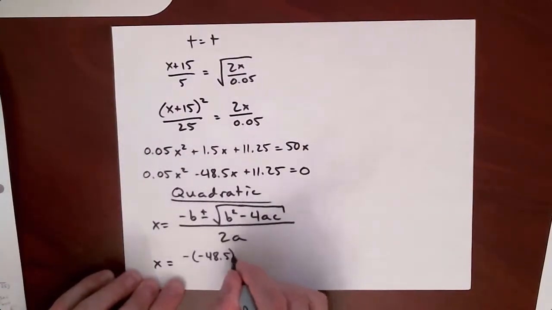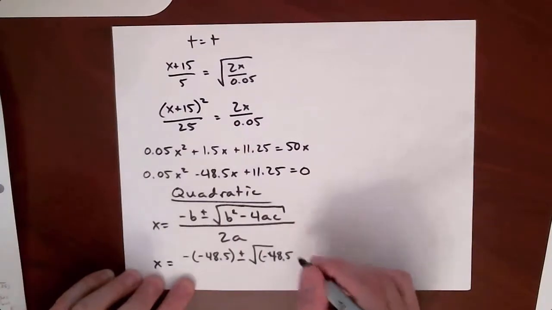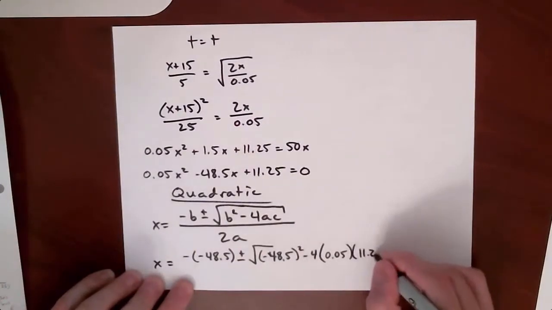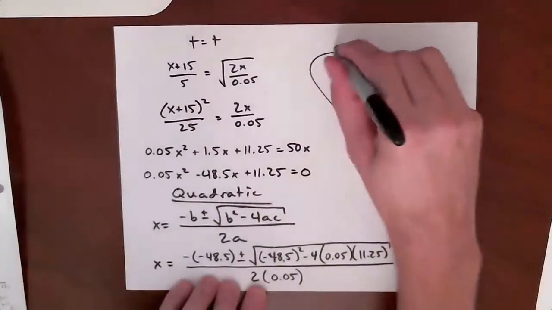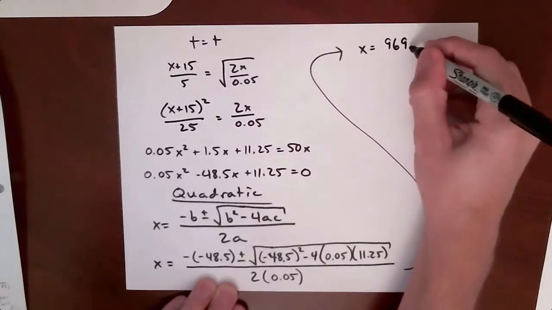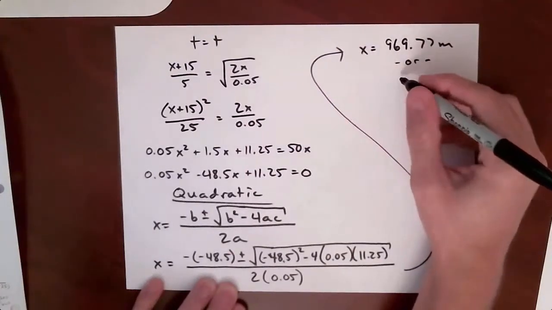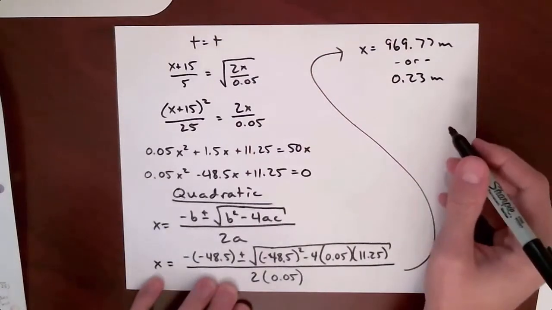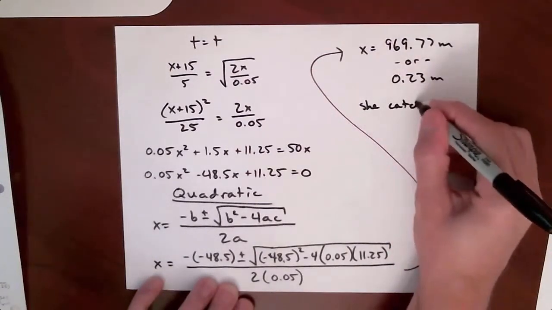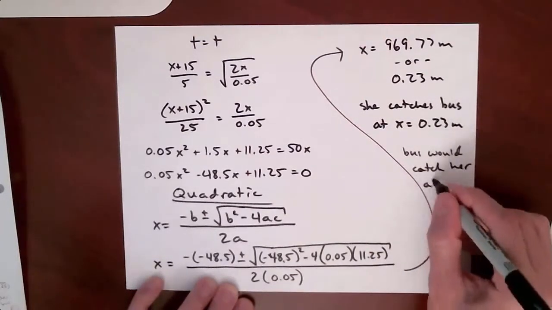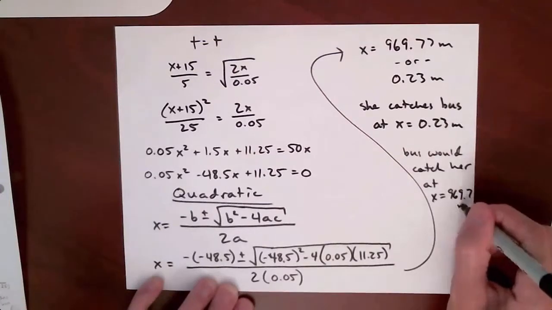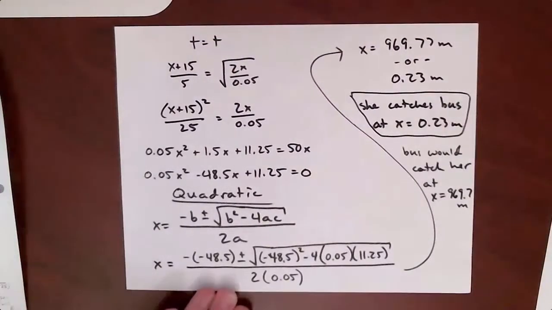So plugging everything in. And we get our two roots. We get x equals 969 or x equals 0.23. Now we have to decide which one makes sense. Well, she's going to catch the bus when x is 0.23. If she kept going and did not get on the bus, then she would pass the bus, and the bus would then catch up to her at x equals 969. Okay, so we want the first one.